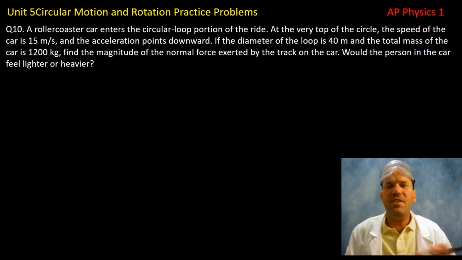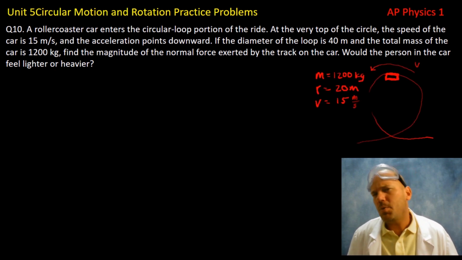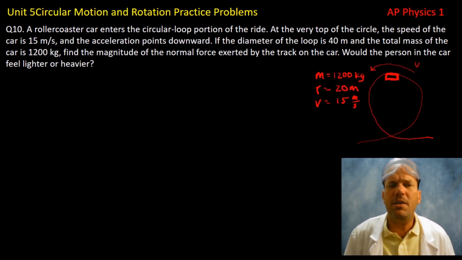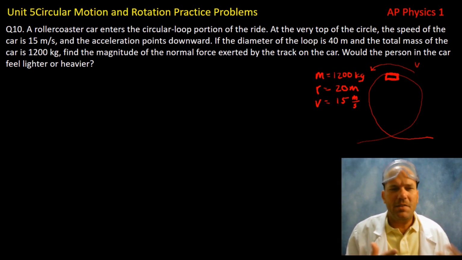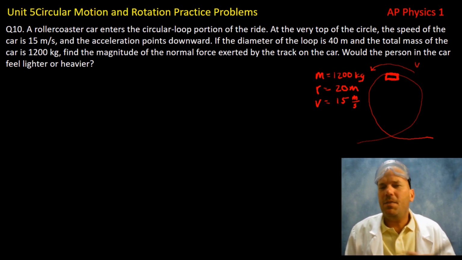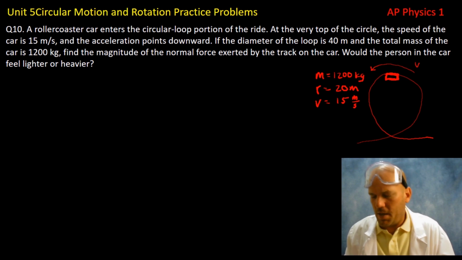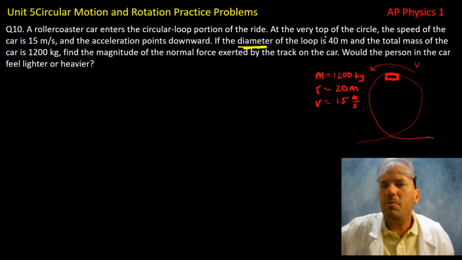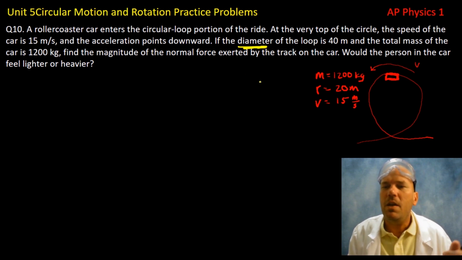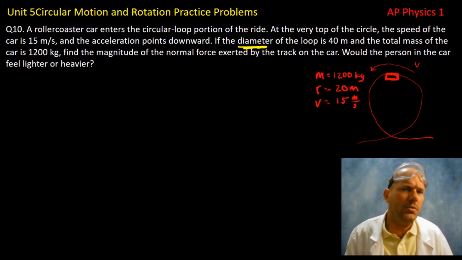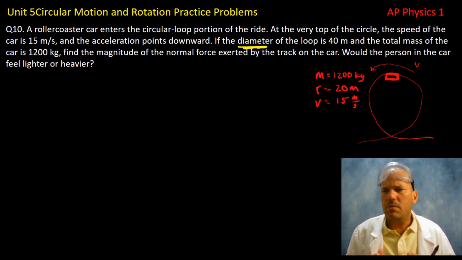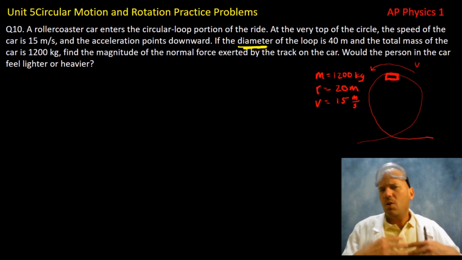Okay, question 10. A roller coaster enters a circular loop portion of a ride. At the very top of the circle, the speed of the car is 15 meters per second, acceleration downward, which is pointing in the direction of the center of the circular path, and thus would be the centripetal force. If the diameter is 40 meters, I'm going to go ahead and underline that. Diameter, we want the radius. We're going to divide that by 2. And the total mass of the car is 1,200 kilograms. Find the magnitude of force normal exerted on the track. Would the person in the car feel lighter or heavier?